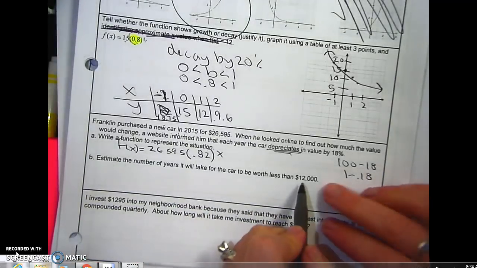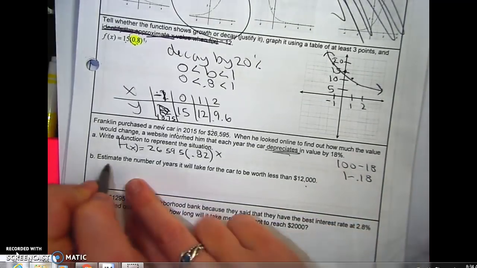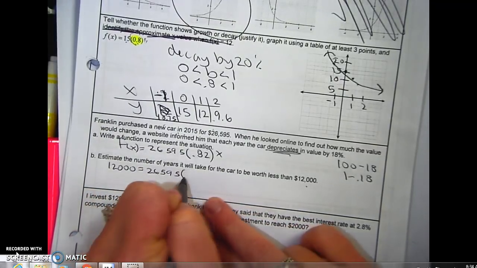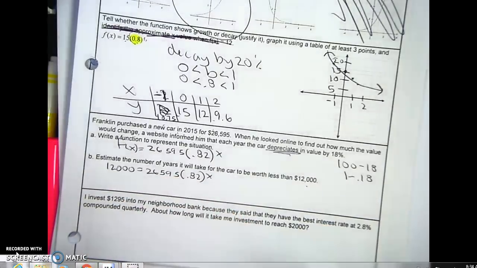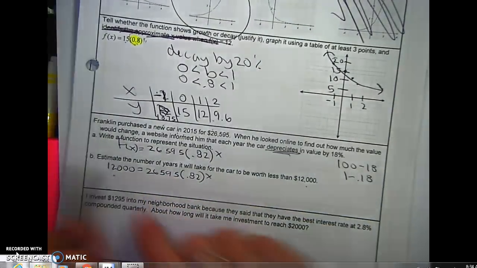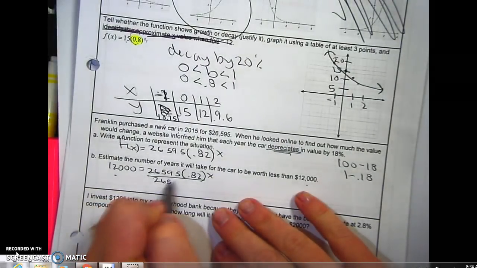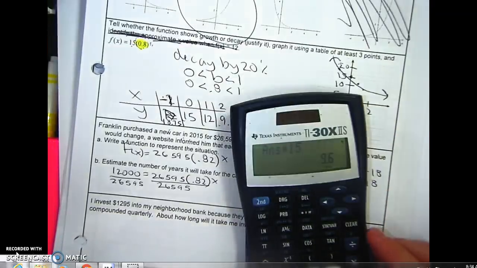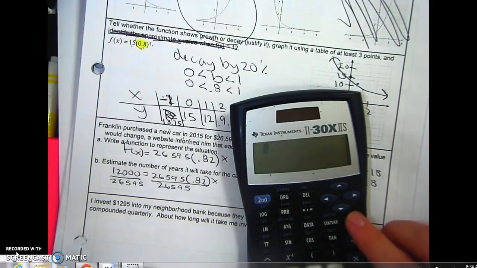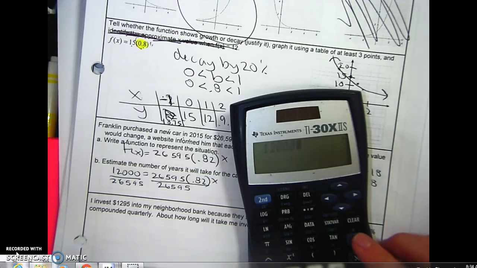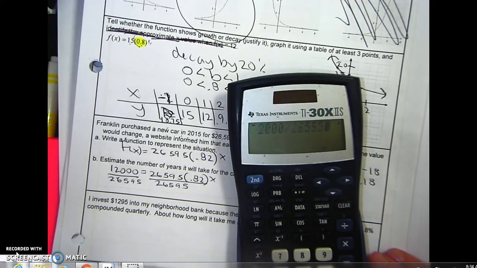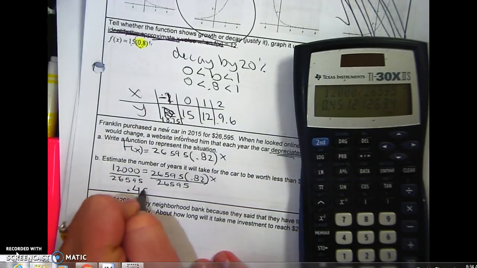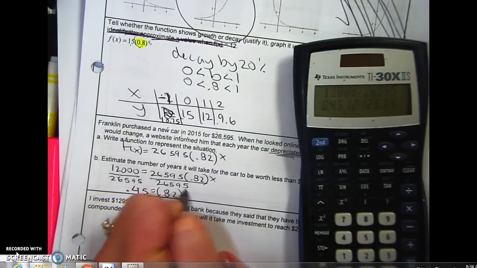Estimate the number of years that it will take it to be less than 12,000. And again, let me say, you will have more space when you take your test. I just didn't want to use as much paper for the review. So 12,000 is what I want. Now I'm going to divide by 26,595. So in my calculator, I'm going to go 12,000 divided by 26,595, and I get 0.45. I'm going to write that as an estimation, but I'm going to keep that answer in my calculator.